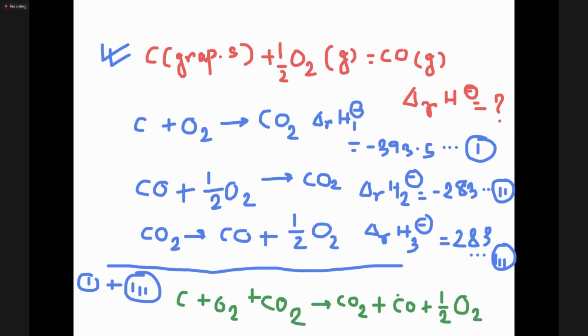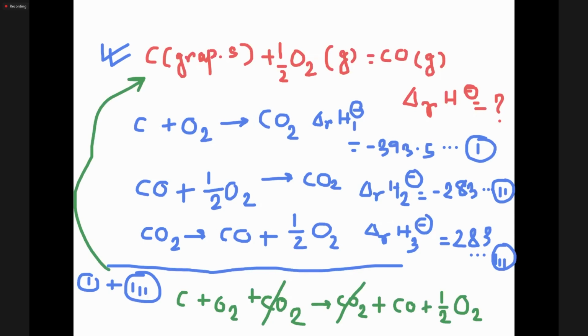So here we can see on the left hand side we have CO2, and on the right hand side we have CO2. So these two CO2 get cancelled out. And this half O2 can come to the left hand side. We have 1 mole of O2 over here, and if we subtract one half from 1, we will have half. So ultimately we get the final required equation, which is C plus half O2 producing CO.